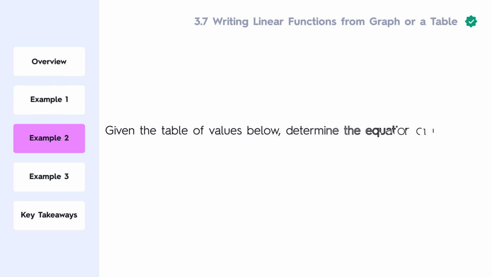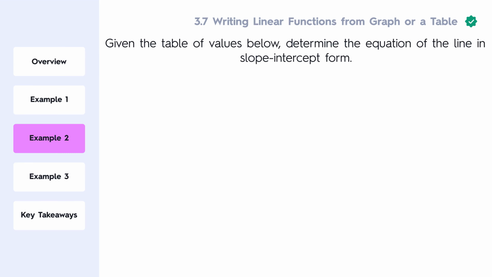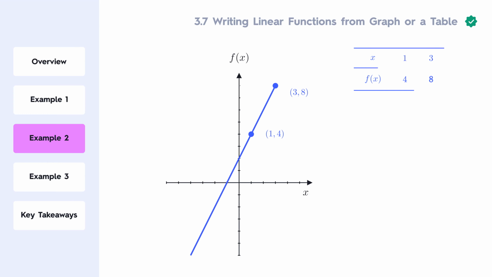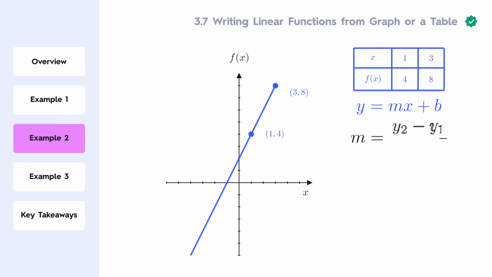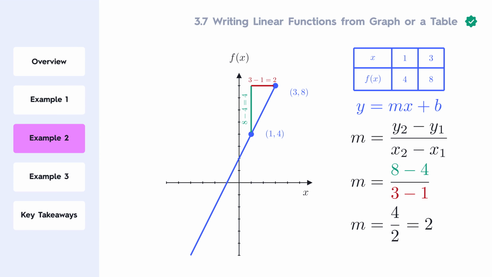In this example, we need to determine the equation of the line in slope-intercept form from a table. We will start by representing the points on the graph for a better understanding. Now to determine the equation of the line, we need to find the slope m and the y-intercept b. Let's start by finding the slope. We can calculate the slope by using the 2 points given in the table, using the same formula we used in the last example. Next, all we need to do is substitute the values from the table. We start by subtracting 8 from 4, then divide it by 3 minus 1. As a result, the slope m equals 2.